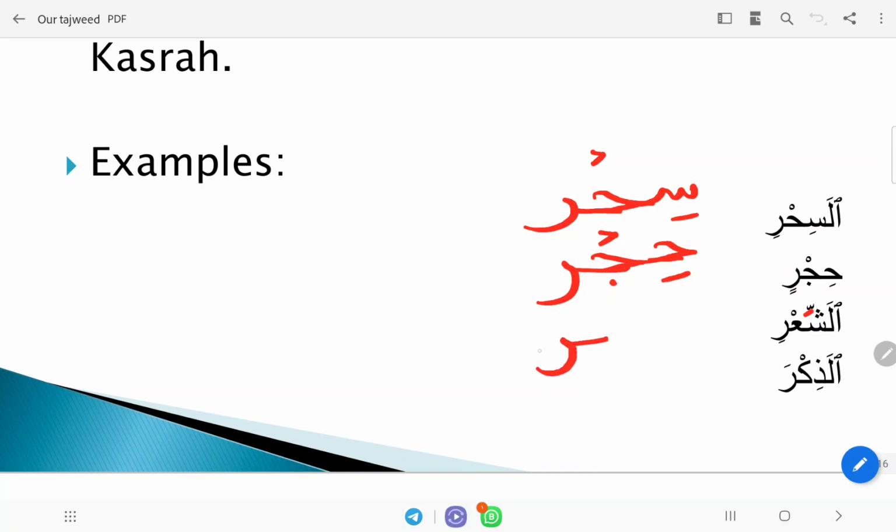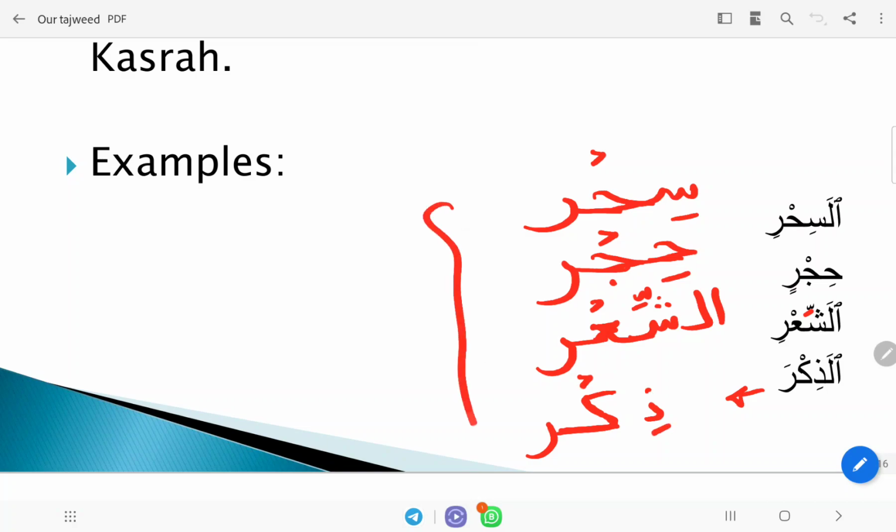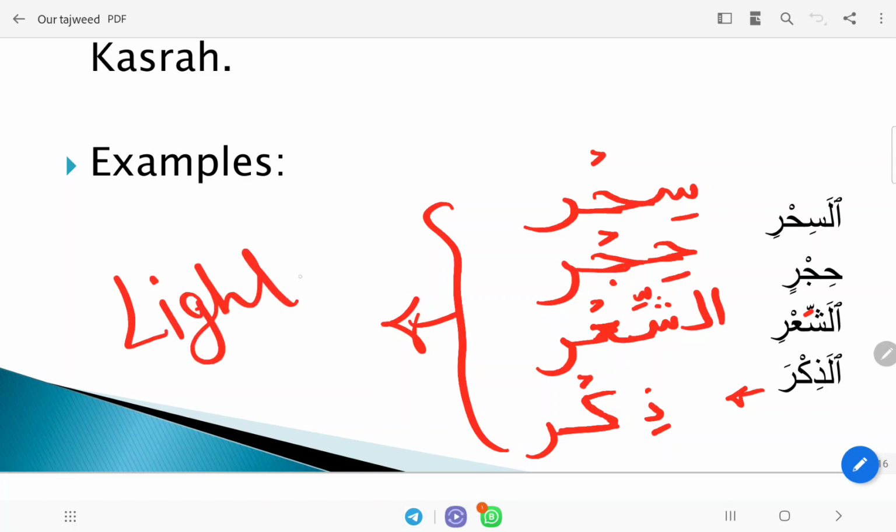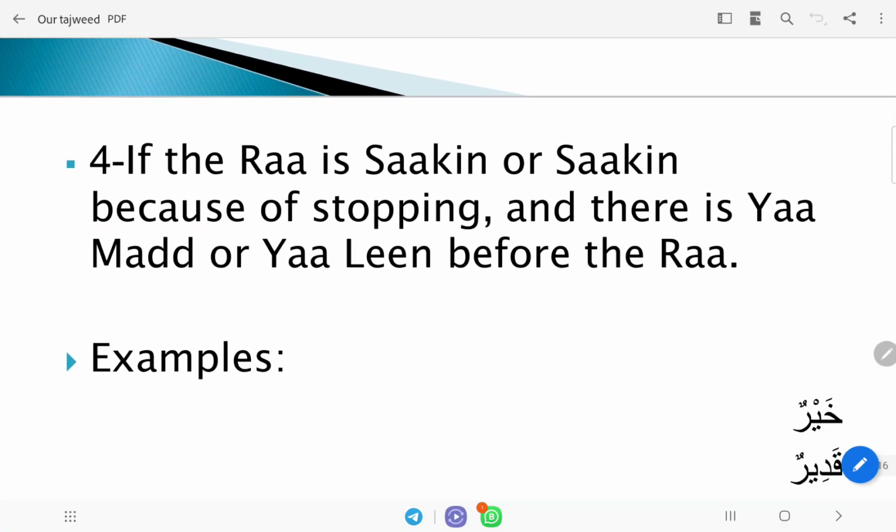Here the ra is preceded by ساكن letter, and this second letter is preceded by كسرة. الشعر. Here the ra is preceded by ساكن which is on the kaf letter, and the second letter is preceded by كسرة. Also these all examples are light ra.